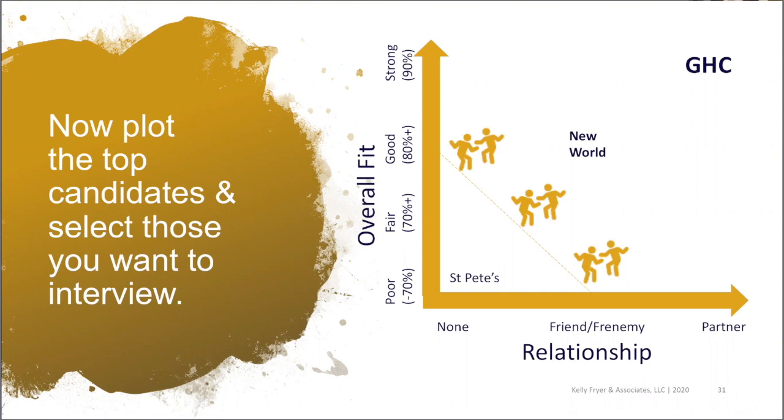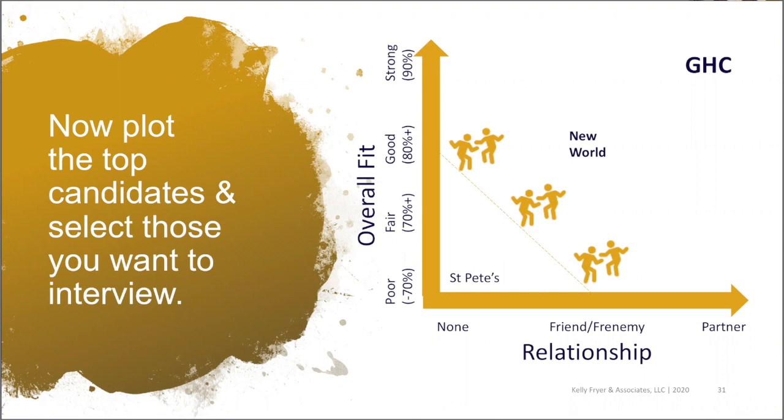New World scored pretty high on mission and money, so they made it to this phase of the process. Their overall fit is good, 80% or more, and they're friends of the sample organization. So these organizations that score above a good and are friends, any organizations that are above that dotted line, those are the organizations that you're going to want to look at to interview.